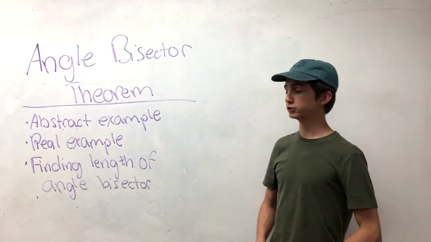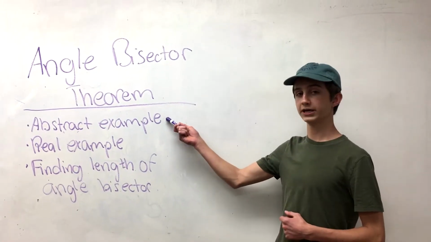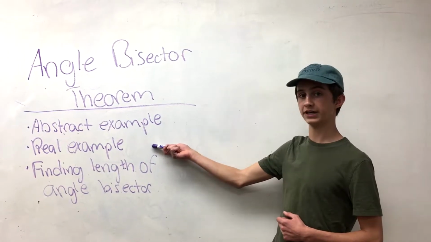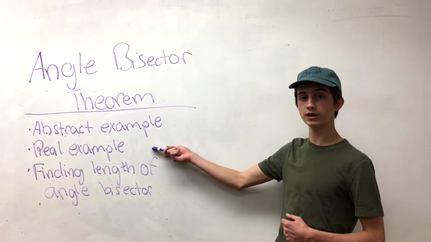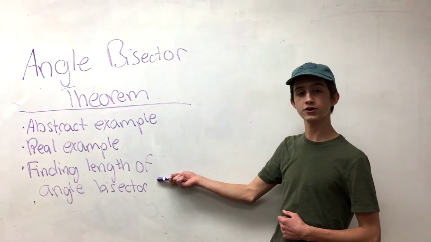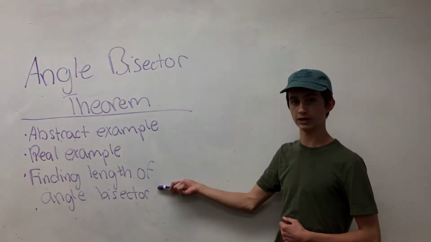Throughout this video, I will show you an abstract example of the angle bisector theorem in use using variables, a real example of the angle bisector theorem in use using real numbers on a triangle, and an example of how to find the length of an angle bisector on a right triangle with real numbers.